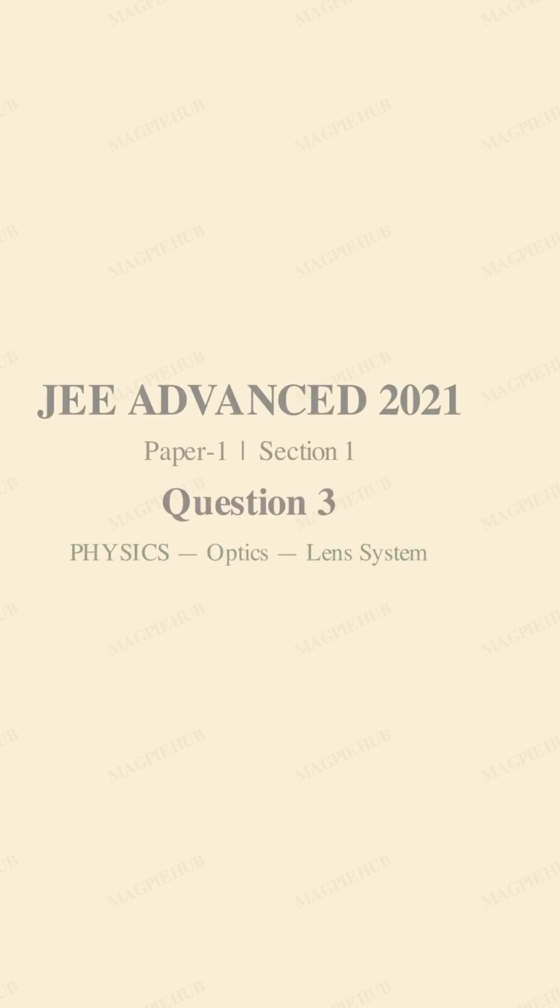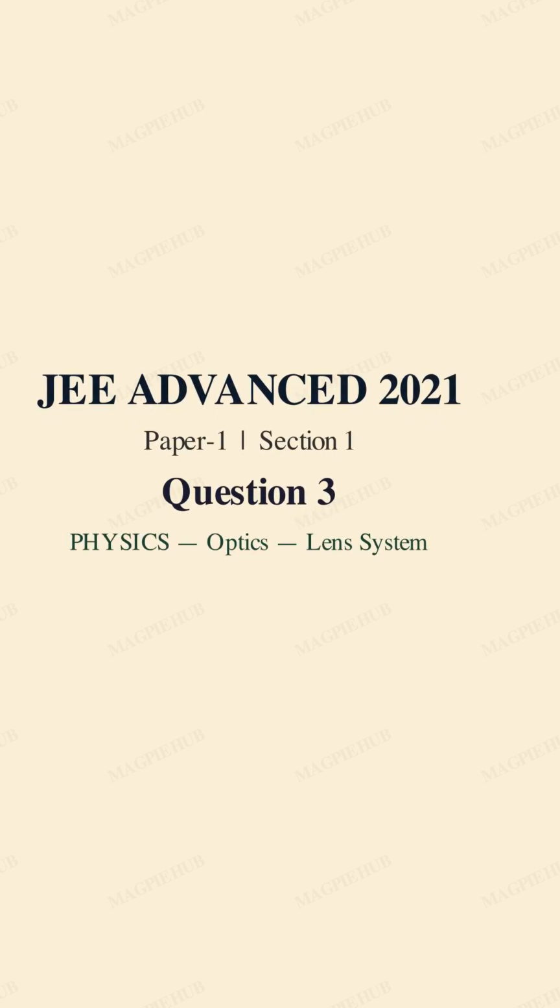JEE Advanced 2021, Paper 1, Question 3. Physics Optics Lens System. Let us visualize the optical setup. An object O is placed 10 cm in front of a convex lens L1. A concave lens L2 is placed 10 cm behind lens L1.